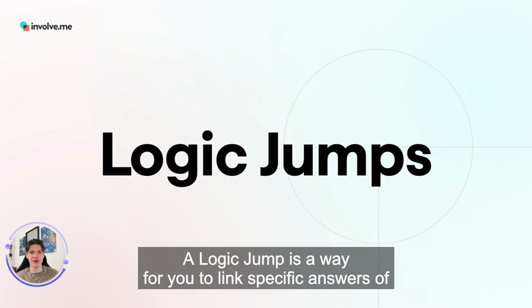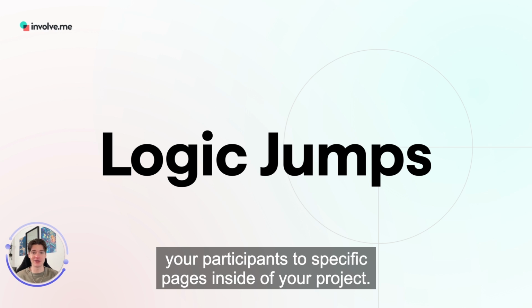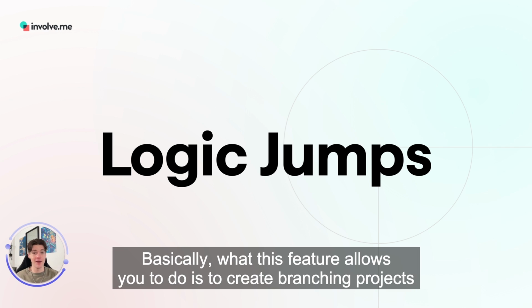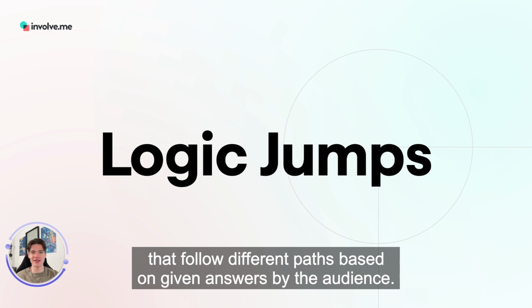A logic jump is a way for you to link specific answers of your participants to specific pages inside of your project. Basically, what this feature allows you to do is to create branching projects that follow different paths based on given answers by the audience.